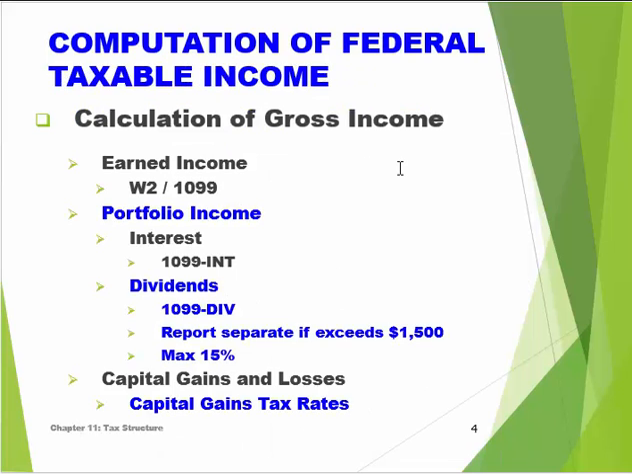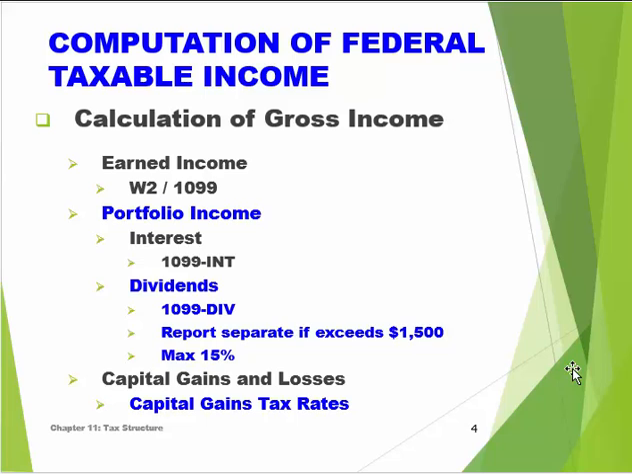So next, how do we calculate gross income? Well, there's two primary kinds of income that we're going to incorporate. Earned income is your salaries from W-2s and 1099 kinds of income. And of course, there's portfolio income. We have interest, dividends, and of course, we have capital gains and losses. Now, we're going to talk a little bit about capital gains and losses because they have special rules. But that is, in general, what most people have as gross income.